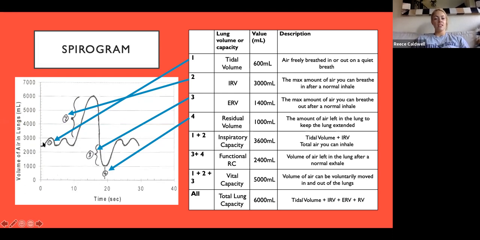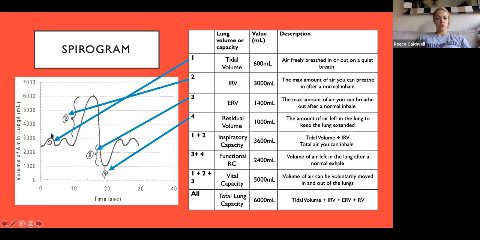Looking at the capacities, 1 and 2 is going to be that inspiratory capacity. So from the bottom of tidal volume to the top of inspiratory reserve volume, that's going to be our inspiratory capacity. 3 and 4, so from the bottom of our tidal volume to the top of 4, that's our functional residual capacity. So that should be what's left over during quiet breathing or normal breathing. So from here to here.